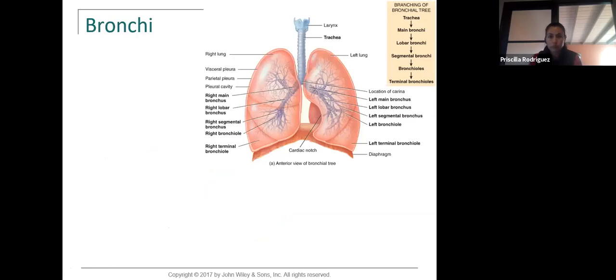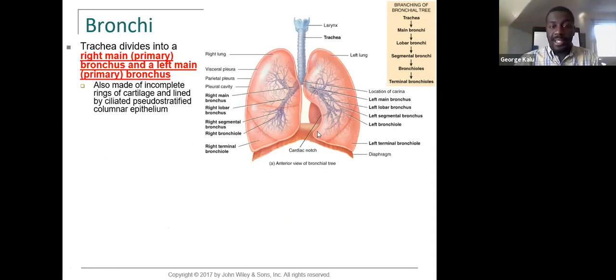Okay. All right, then once we move past the trachea, it's going to divide into 2 tubes. These tubes are called the right and the left main bronchi, or sometimes the primary bronchi. So we have a right main bronchus and then a left main bronchus on this side. Just like the trachea, we're going to have these incomplete rings of cartilage that make up our bronchi here. And just like previously, they're going to be made up of the ciliated pseudostratified columnar epithelium. Those are our left and right main bronchi.